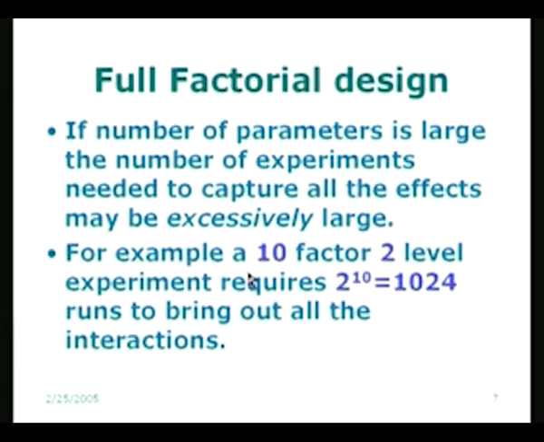For example, a 10 factor 2 level experiment requires 2 to the power of 10, or 1024 runs, to bring out all the effects. In a laboratory where we want to conduct these experiments, 1024 experiments are going to take months and months. If each experiment takes several hours, it is going to take a large amount of time and effort on the part of the experimenter. The question now is: is it possible to reduce the number without losing too much of the information?